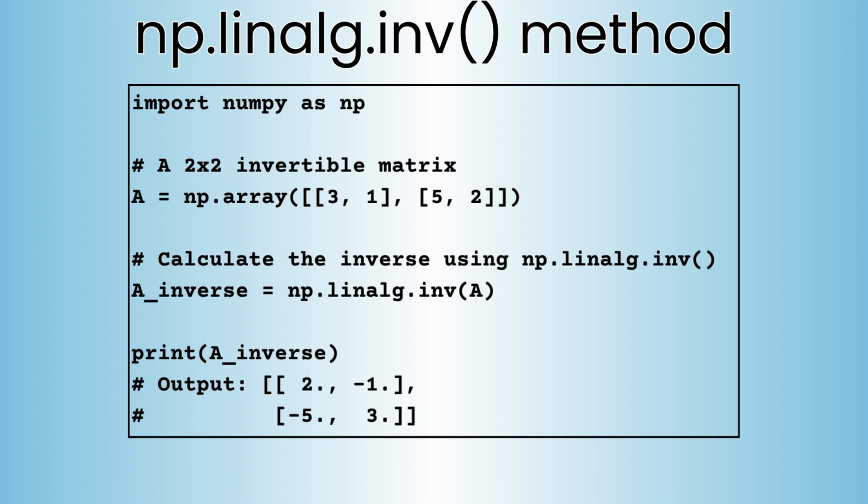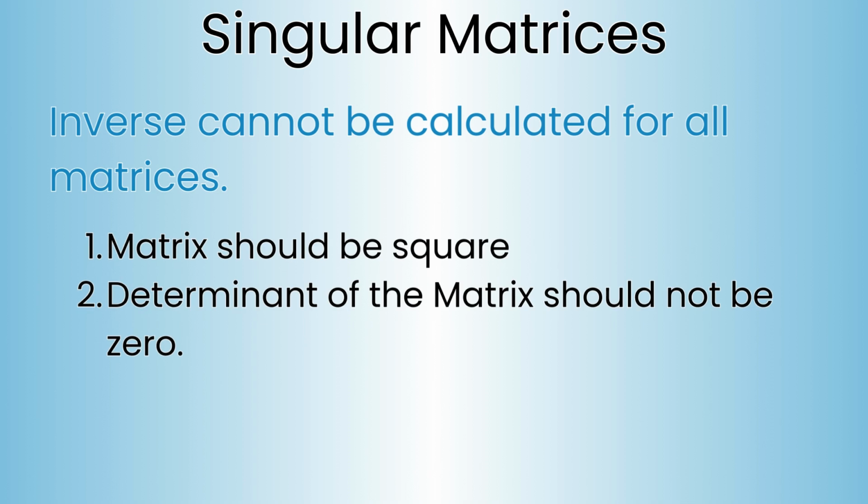But remember, in the beginning we said that inverse isn't possible for all matrices. But how do we identify whether we can calculate an inverse for this matrix or not? For being able to calculate the inverse, the matrix should be square. And the second thing is that the determinant of the matrix should not be 0. These are the two important points that we need to remember.